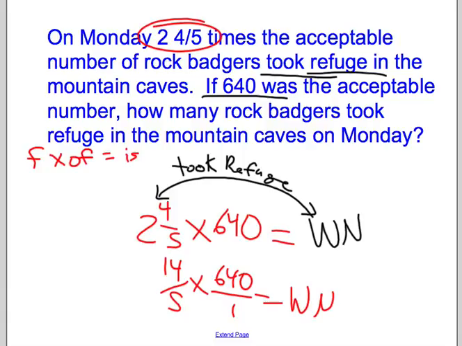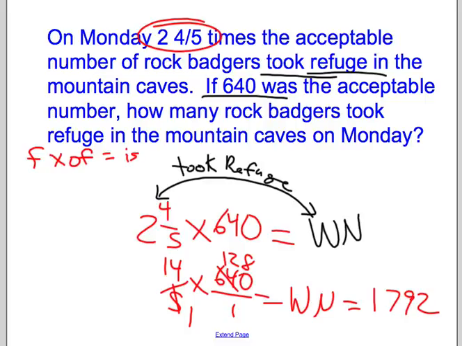So I'm going to use my calculator. 640 divided by 5 equals 128. So reduce that to 1 and 128, and then 128 times 14 is 1,792. So 1,792 badgers took refuge in a cave that really only holds 640.